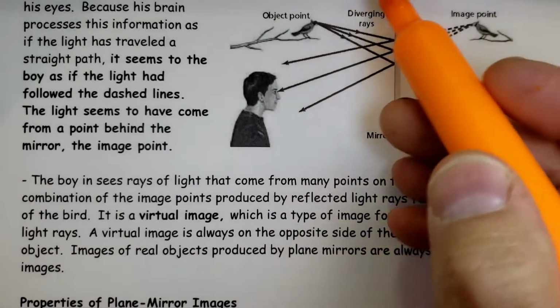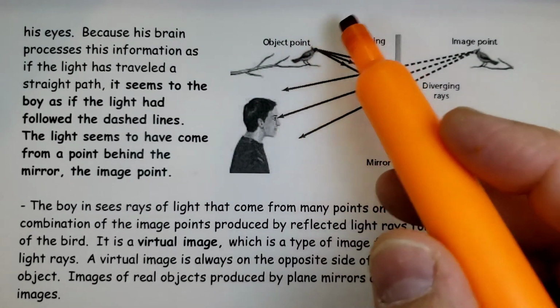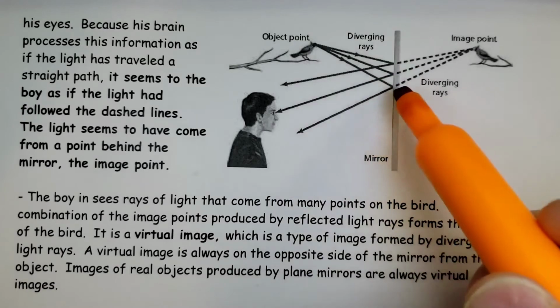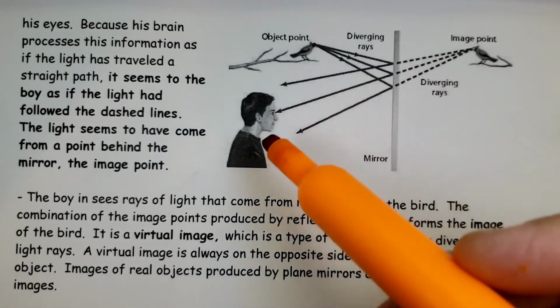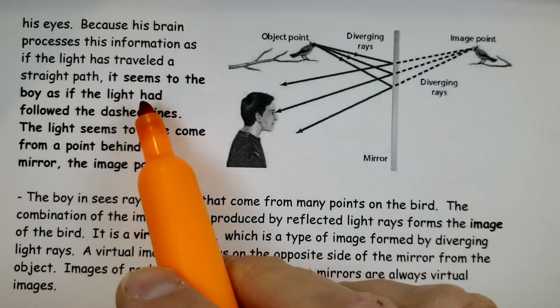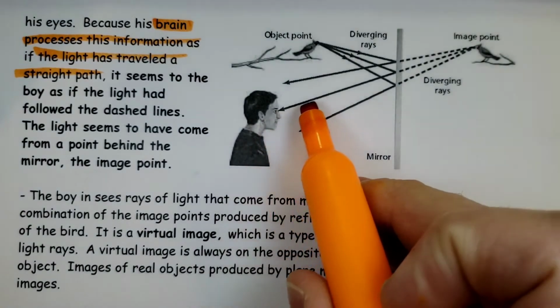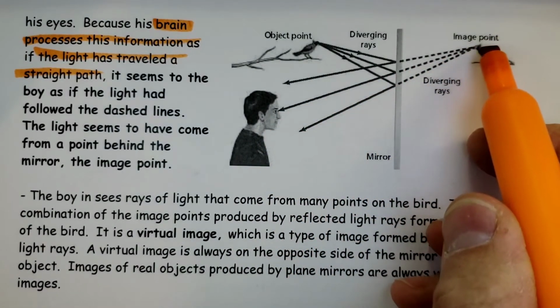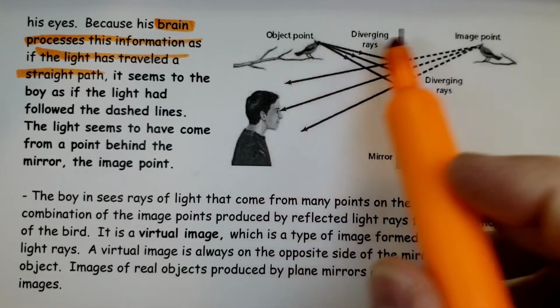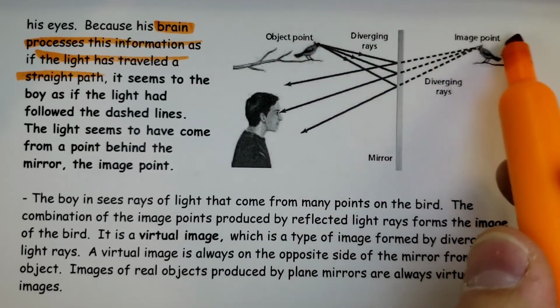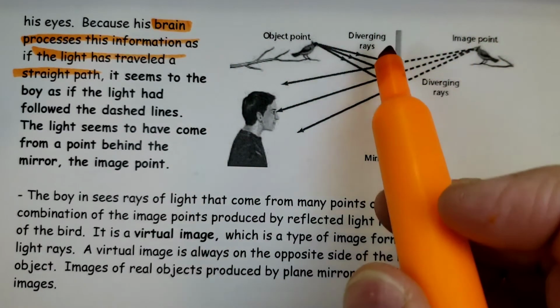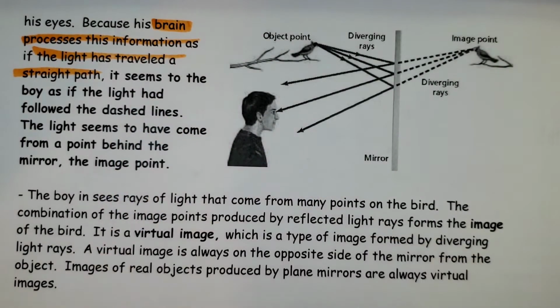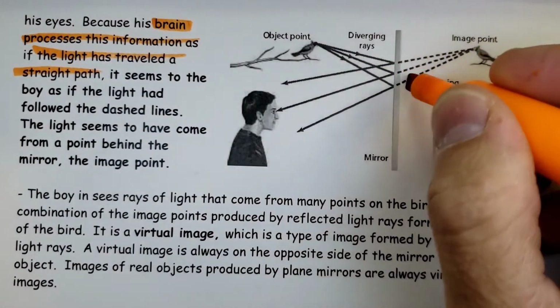So if we take a look at the next page, the sun hits the bird, and some of the rays reflect off, and they become the incident rays on the mirror, and they reflect off and hit the boy. His brain processes this information as if light traveled in a straight path. So yes, our brains tend to process information as if light is traveling in a straight line. So he may get confused and think that the bird is somewhere behind here. Quite often that's why birds fly into windows, because they'll see the reflection of a tree over here and assume that, oh, light travels in straight lines, the tree is right there, but actually it's a reflection off of a window. Now, it seems to the boy as if the light had followed the dashed lines back here.